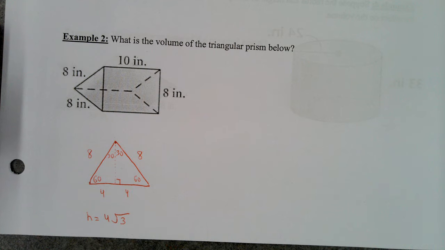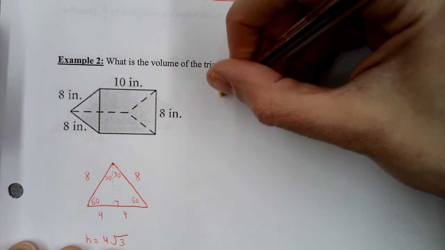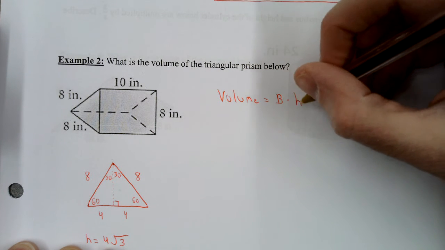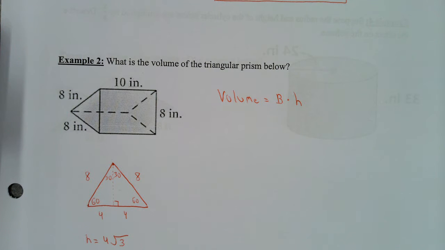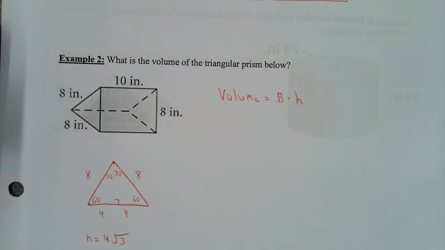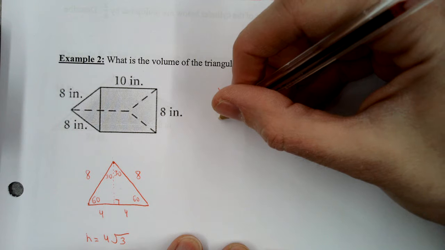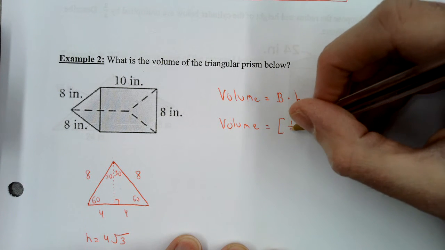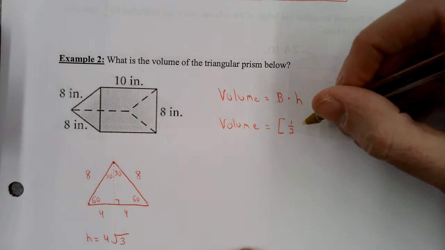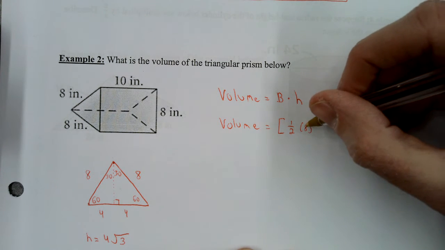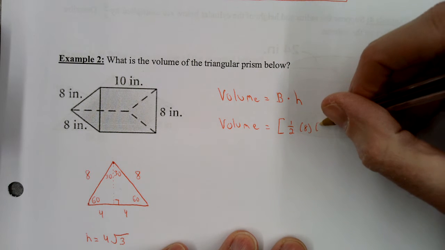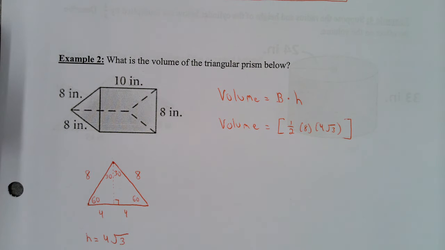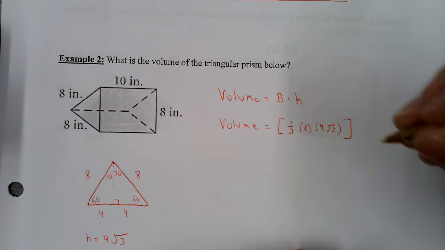Now let's go back into the volume formula. Again, volume equals base times height. The capital B, the base, depends on whatever shape the base is. In this case, it's a triangle, so I'm going to use the area of a triangle formula, which is 1/2 times the base of the triangle, which is 8, times the height of the triangle, which we just established is 4 square root of 3, and then times the height of the entire prism, which is 10.